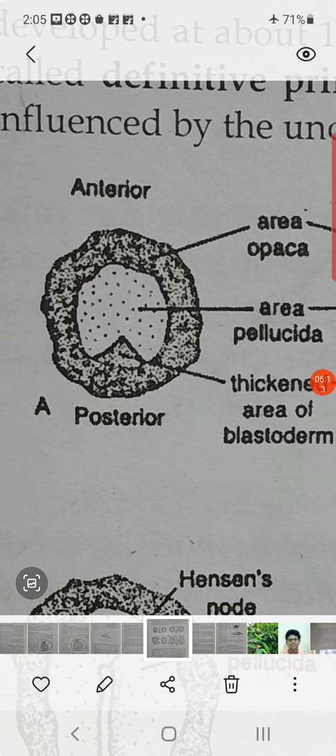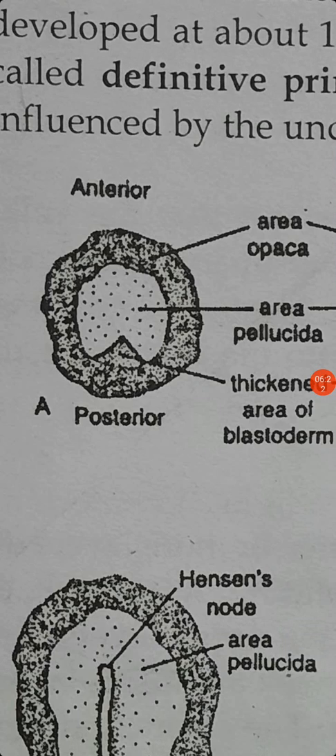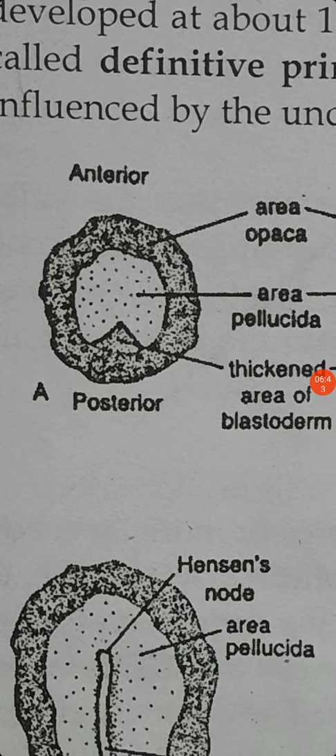Then what happened? This appears in the area pellucida about 8 hours after incubation. When the zygote is formed and incubation starts, after 8 hours you get this structure. The thickening is due to the convergence of the cells of the blastoderm towards the center. Convergence means movement. As I told you, there is a movement of the cells, and due to the movement, the various types of cells and organs form, and ultimately after 21 days you get the offspring.